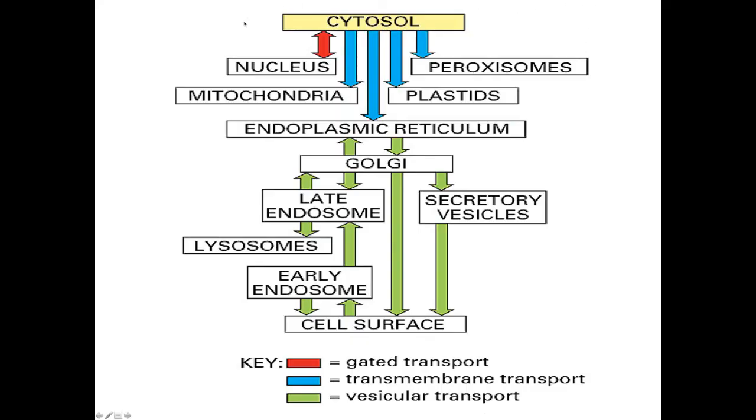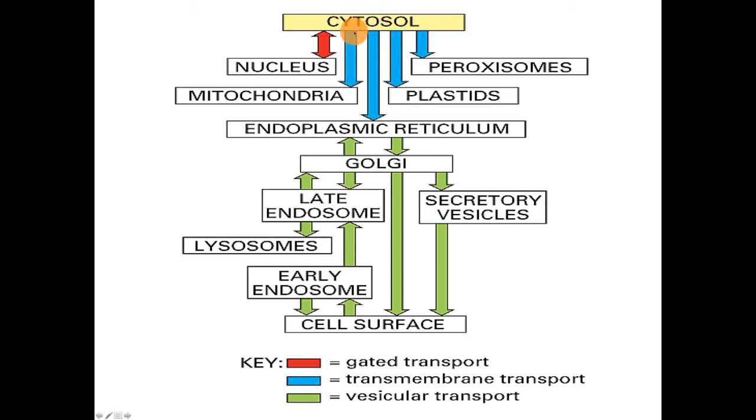So here is a kind of roadmap, if you want, to look at movement of material within the cell. And we can talk about movement from the cytosol to the nucleus, and this is a two-way movement as material will go through pores in the nuclear envelope, so we'll call that a gated type of transport. We're going to spend considerable amount of time talking about transmembrane transport, where material goes from the cytosol directly across a membrane into the endoplasmic reticulum. We will talk about that in great detail.